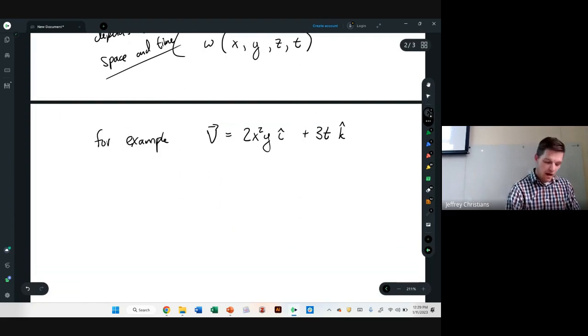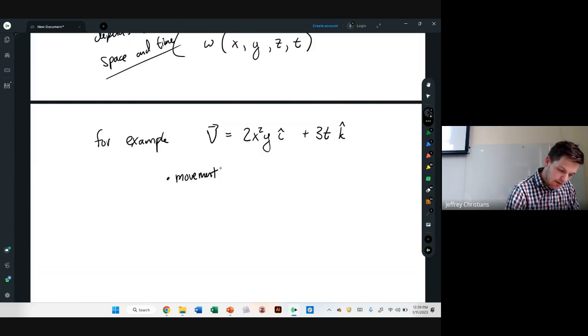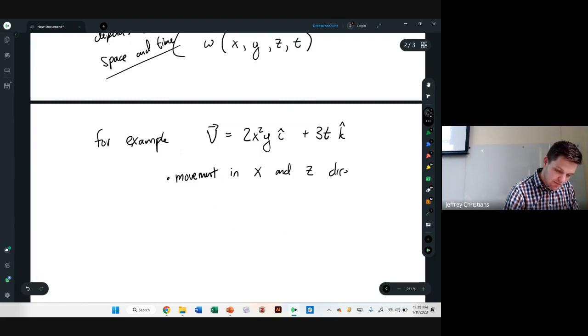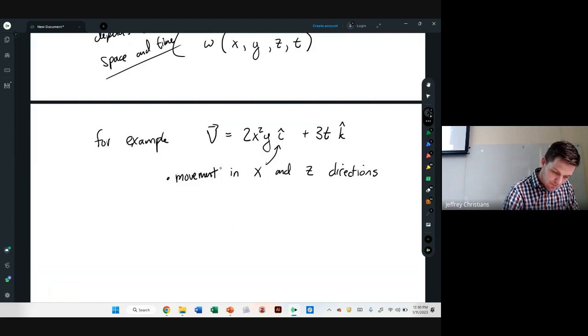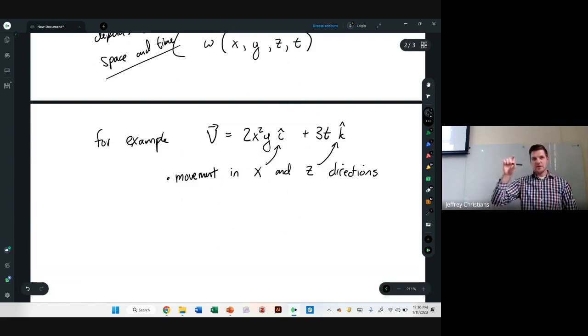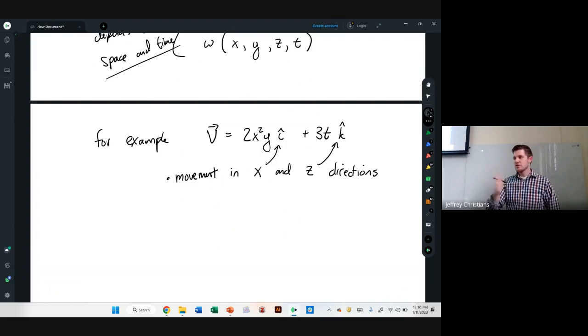This one, we would have movement in the x and z directions. So when we're looking at these, the little vectors, i hat, k hat, tell us which direction the vector is pointing. So that tells us which way we're moving. So we're moving in the x and z direction. There's no flow in y for this vector field.